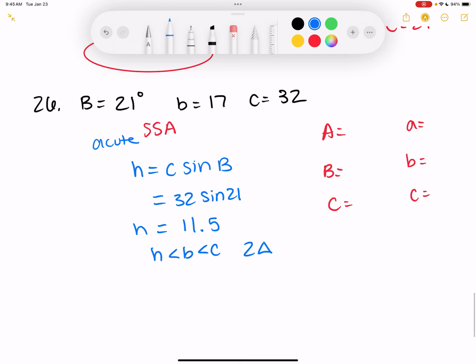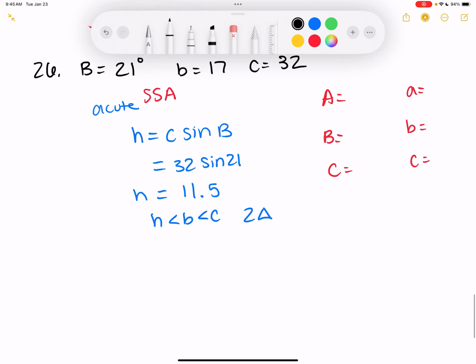So I'm going to give you a visual here of what this looks like. I'm going to draw one giant triangle first of all, and then within that I'm going to have a smaller triangle. So one really big one and then one small one. This is C, it's 32. This is angle B, which is 21. Side B is this side over here. So this is 17, but it's also here, 17.